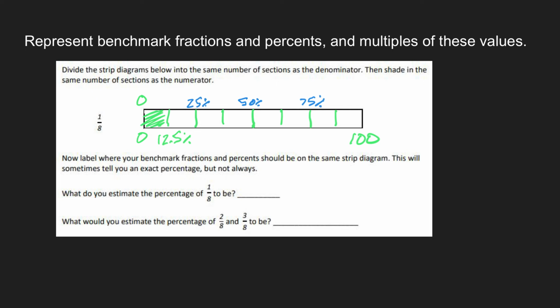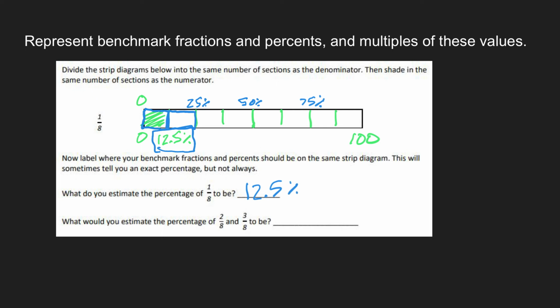And so if you can figure out 25% is this big section here, then you can say, well, half of that is just 25 divided by 2, which is where we get the 12.5. What do you estimate the percentage of 1/8 to be? Oops, sorry. Just going ahead of myself.